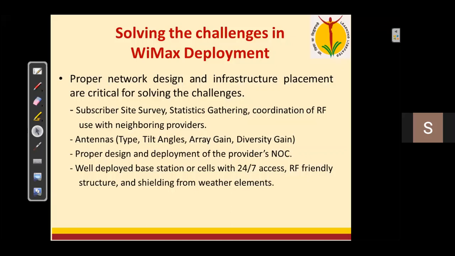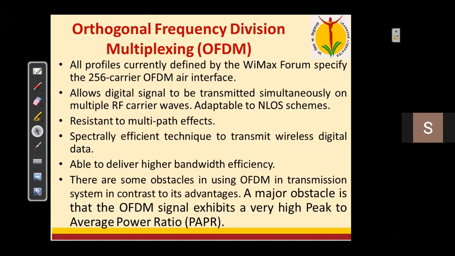Okay, and we have to deploy the base station, getting the NOC of the other cells which have base stations in the vicinity, and that base station has to have access provided 24/7, and be an RF-friendly structure. So we need certain shielding, which is not going to create an impact on the environment for this RF.